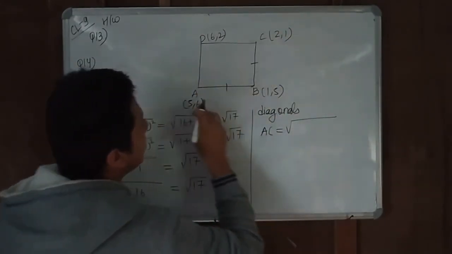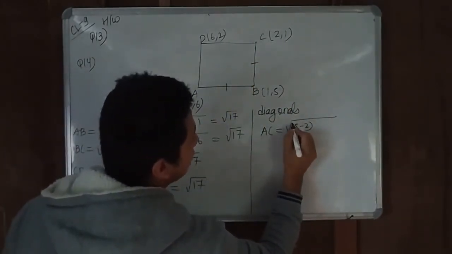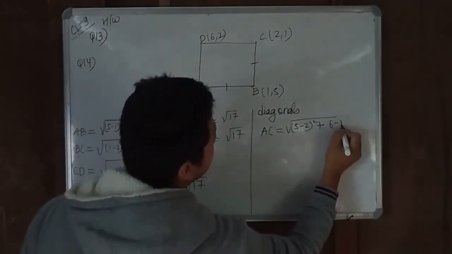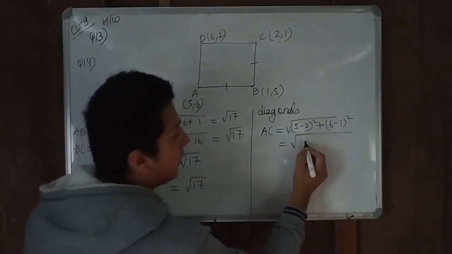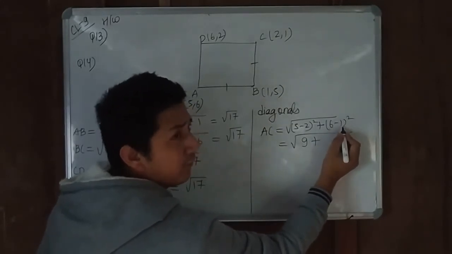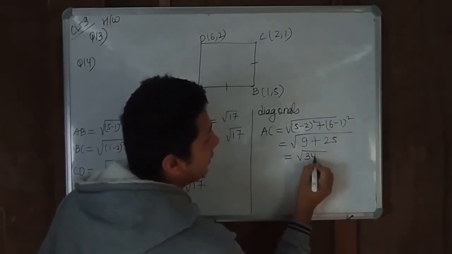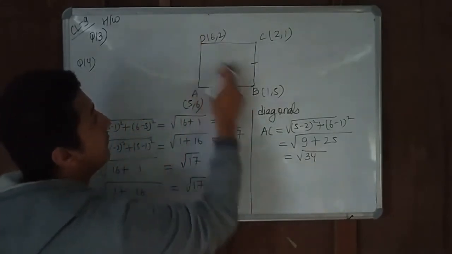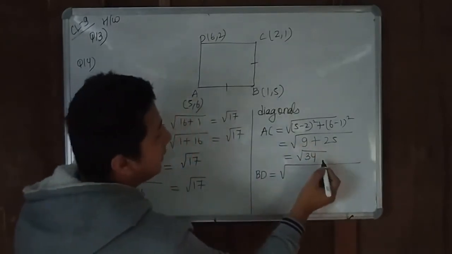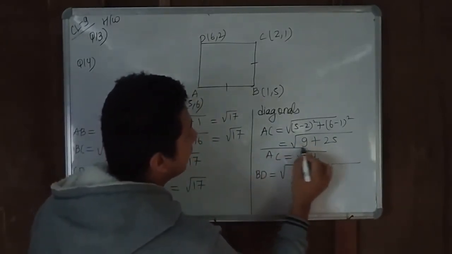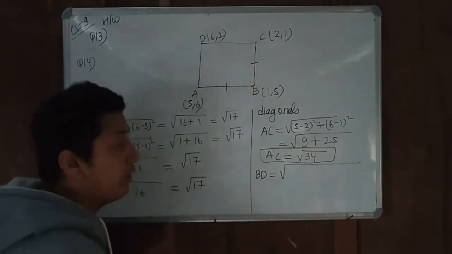Diagonals. AC we'll calculate first boys. AC means (5 minus 2) whole squared plus (6 minus 1) whole squared. 5 minus 2 is 3, 3 threes are 9, plus 5 squared, 5 fives are 25. So 25 plus 9 is 34, root 34, keep it as it is. We'll calculate BD. Your AC is root 34. Now BD also should be root 34. Then only it will be a square.